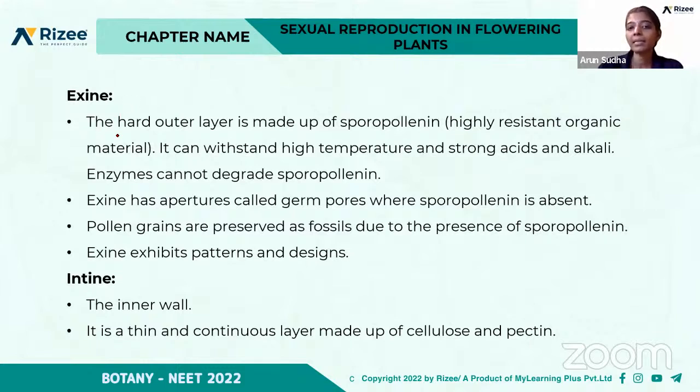So this exine is the hard outer layer and it is made up of sporopollenin. Sporopollenin is the hardest substance, so it is highly resistant, for example, to strong acids or alkali treatment. It is composed of sporopollenin, a highly resistant organic material.